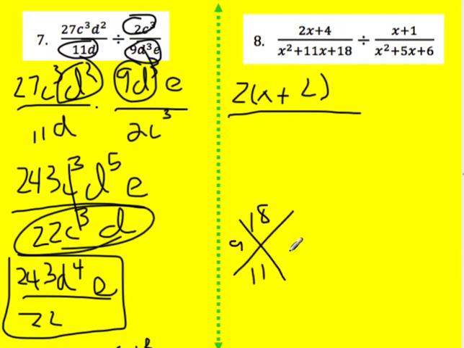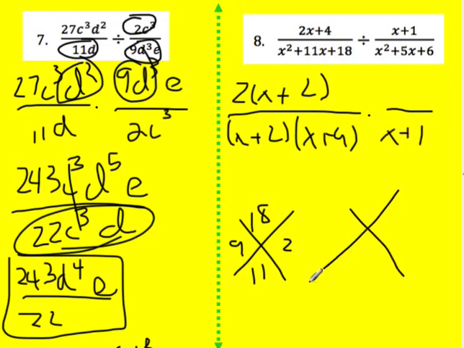So that's going to be 9 and 2. So I have x plus 2 and x plus 9. Now, when I go to factor out the second problem, I'm going to flip it while I factor. So I'm going to flip that x plus 1 to the bottom, and then I'm also going to factor that other one. I'm multiplying to 6 and adding to 5, which is 2 and 3.